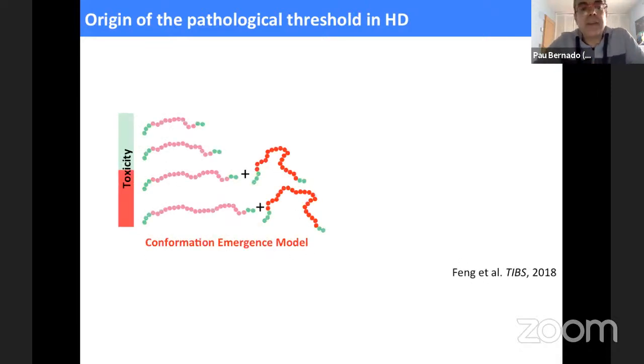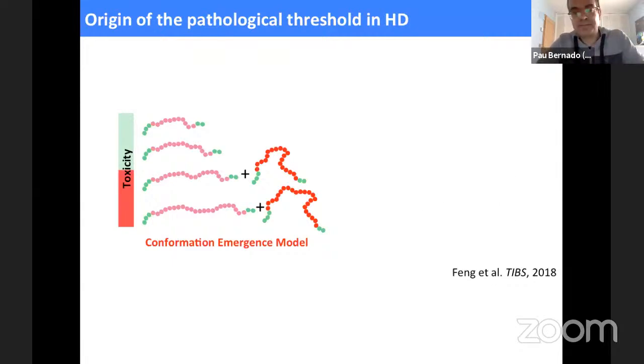So which is the origin of the pathological threshold? Essentially there are two main theories or scenarios. The first one is called the conformation emergence model. And this claims that the protein per se is not toxic, but at some point after this pathological threshold, there is a new conformation, a new structure that emerges, and this structure is the toxic one, okay? And this is the model.